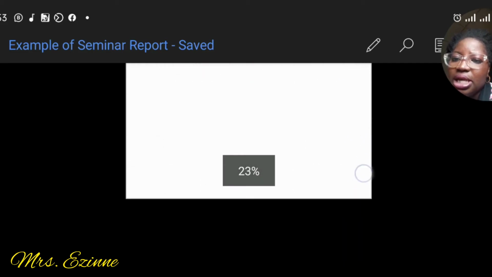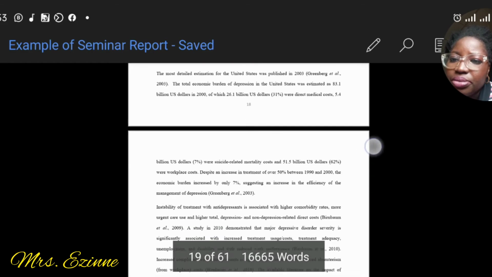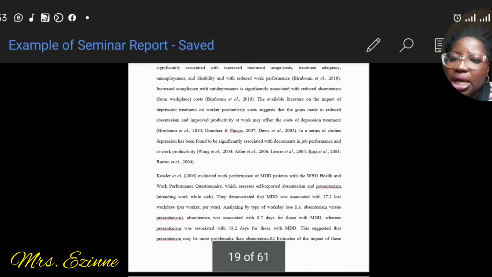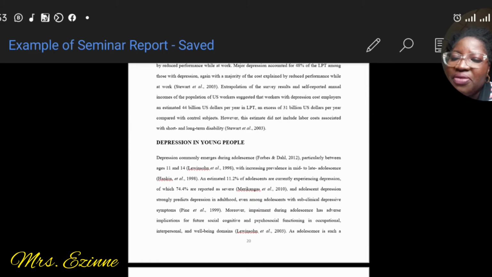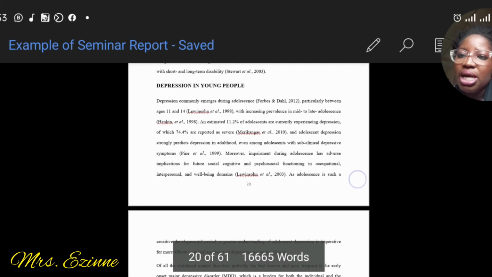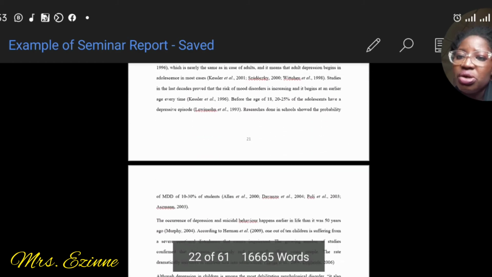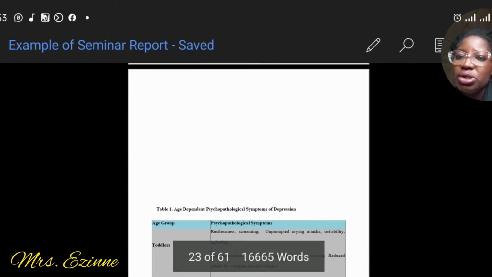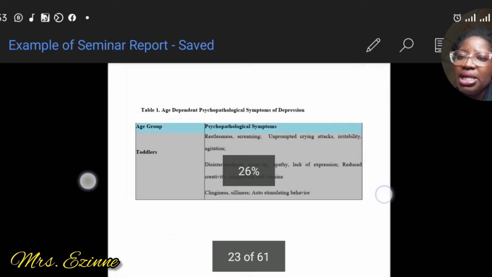Okay, so after that, I go ahead and write. Remember, if it's PhD work, then you have to write a lot, but if it's undergraduate work, I don't think you have to be that extensive. I go ahead and talk about depression in young people. You can talk about depression in old people, and you can see my table there.